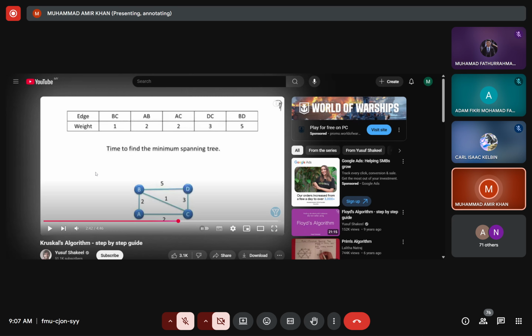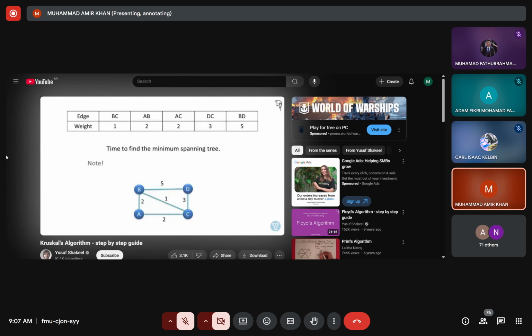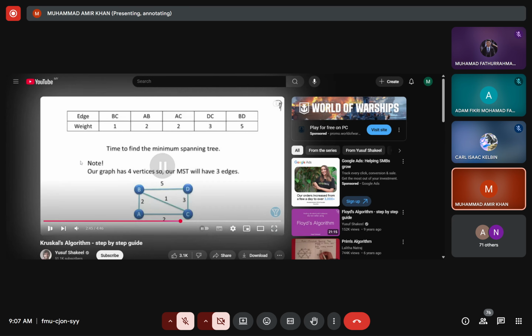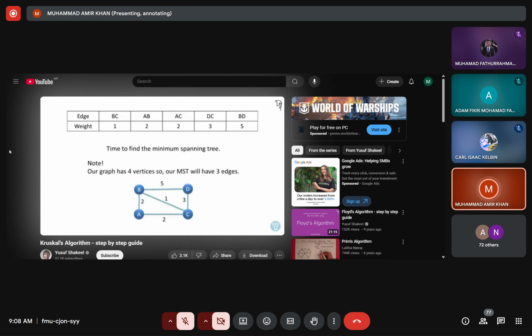And see, very simple. Time to find the minimum spanning tree. There's a formula. Note, our graph has 4 vertices A, B, C, D, and our MST will have 3 edges. MST will always have n minus 1 edges. Meaning if we have 4 vertices, MST will have 3 edges. If we have 5 vertices, MST will have 4 edges.